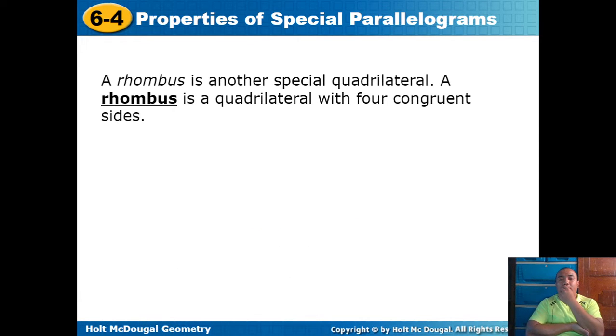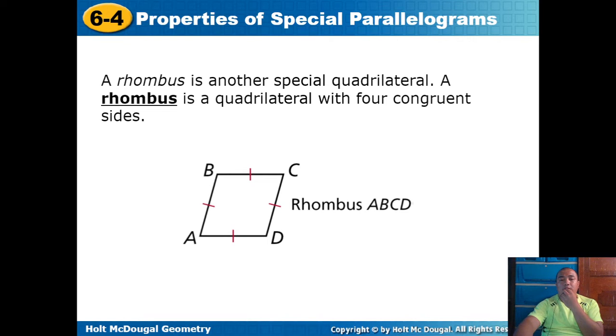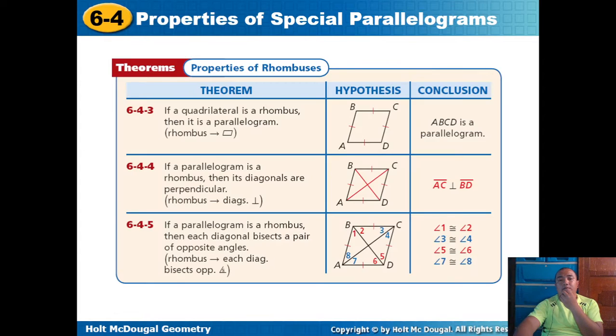Another type of special parallelogram is called the rhombus. A rhombus is a quadrilateral with 4 congruent sides. This is rhombus ABCD. All sides are congruent. These are the properties of rhombuses. Number 1, if a quadrilateral is a rhombus, then it is a parallelogram. So a rhombus is also a parallelogram. That means all the properties of a parallelogram are also the properties of a rhombus, like all opposite sides are equal, etc.